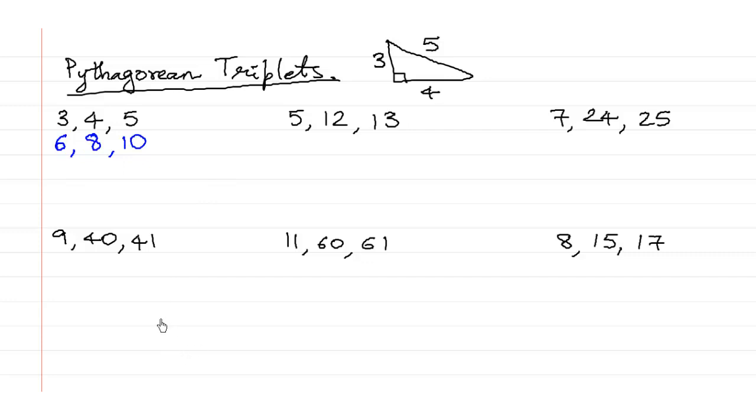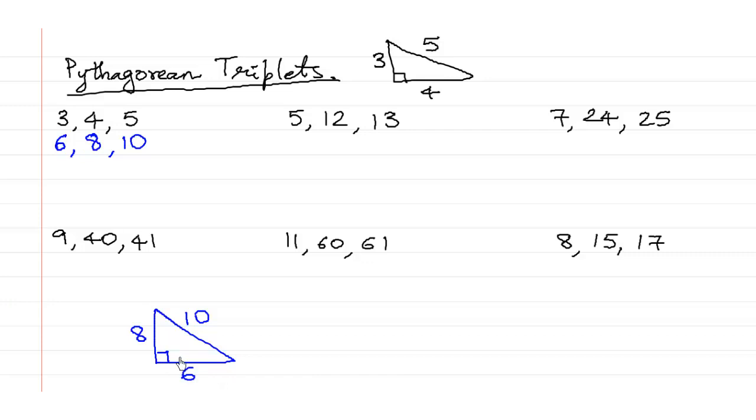For example, if you have been given a triangle where one side is 10, the other side is 8 and the third side is 6, and you have been told to determine whether it's a right angle triangle, you can say it is a right angle triangle because 10 squared is equal to 8 squared 64 plus 6 squared 36. So this is a right angle triangle.